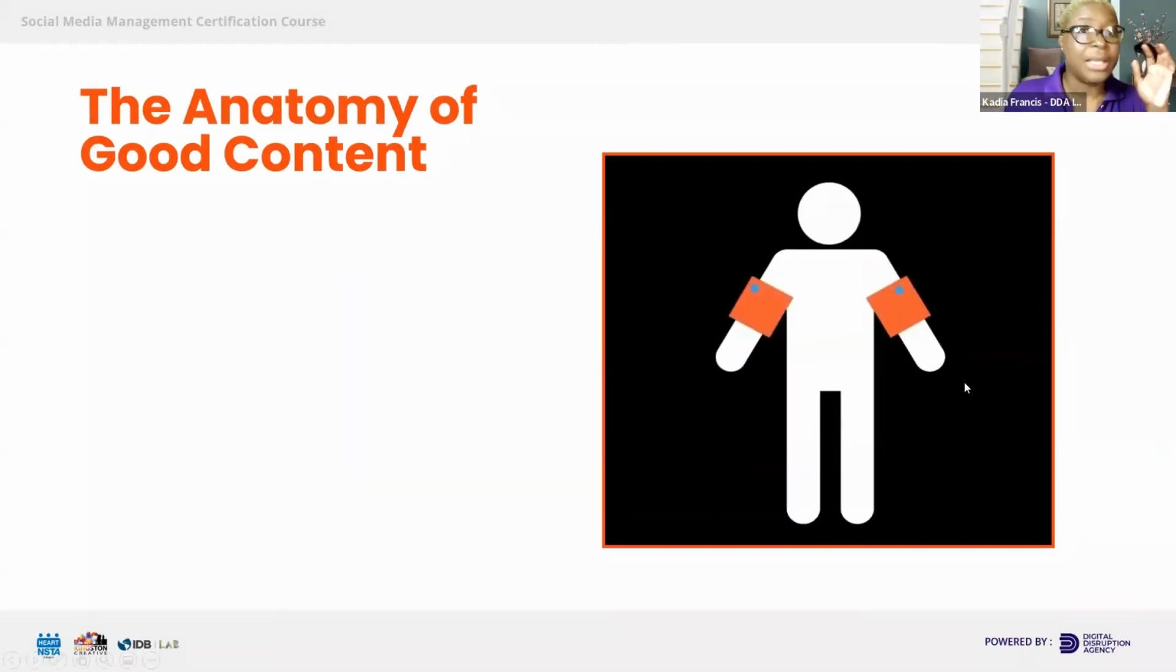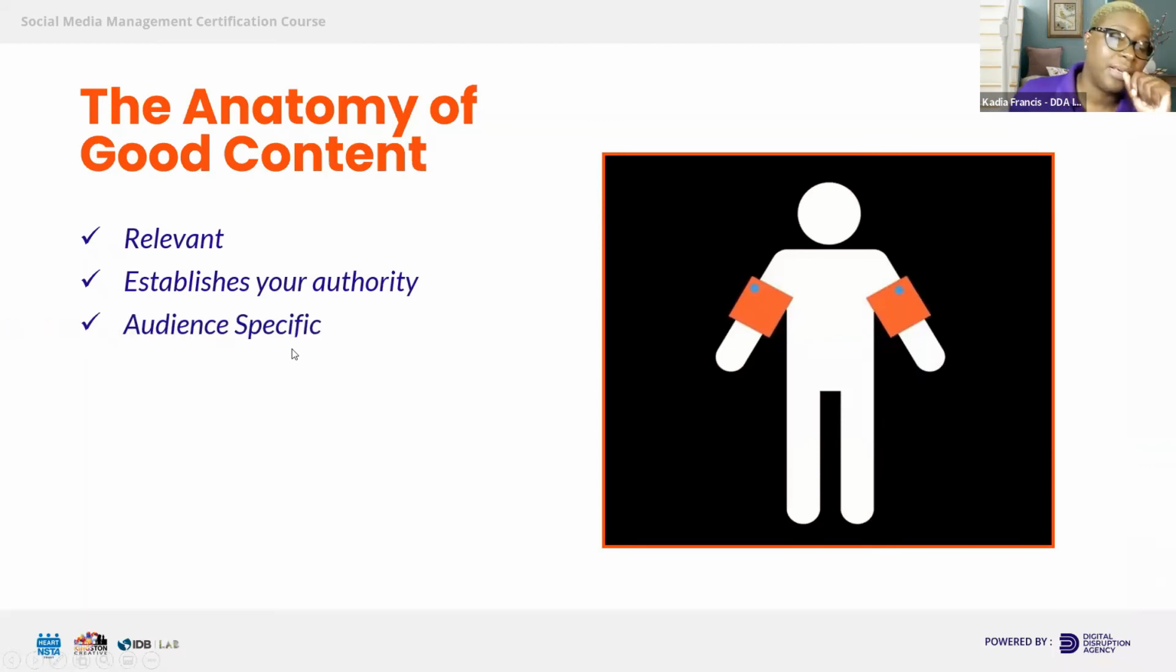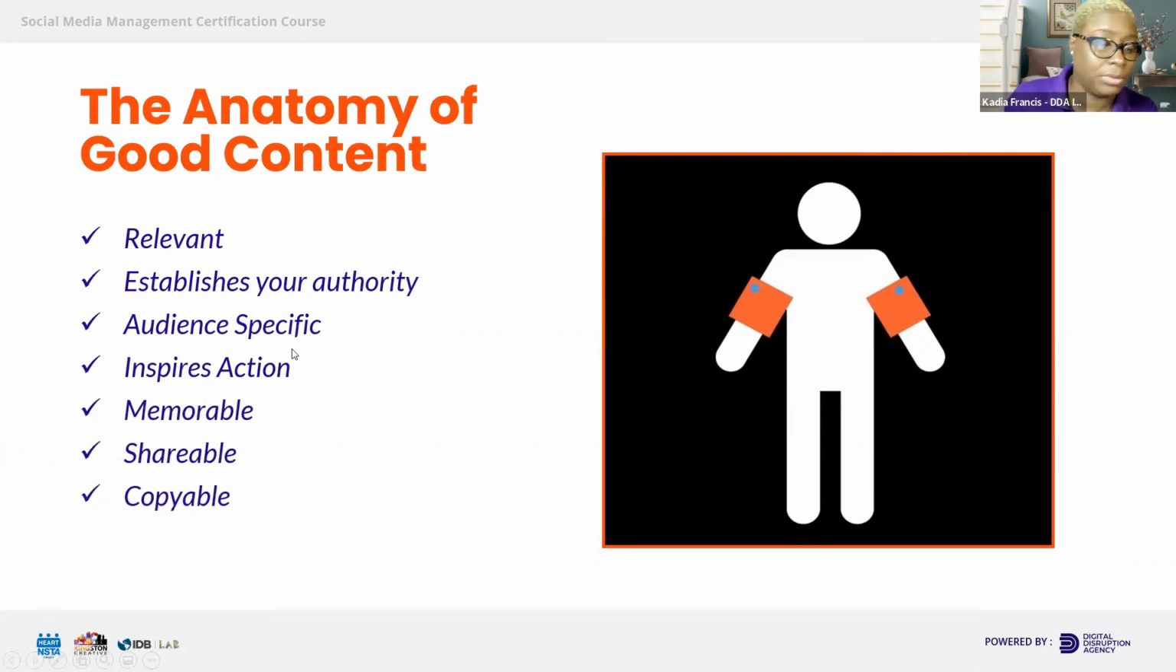Okay, the anatomy of good content. Let's look at content first. What makes content good? We say content is good because it's relevant, it establishes your authority, it's audience specific, it inspires action, it's memorable, it's shareable, it's copyable, it's searchable. Notice all these things the lady said before. Victoria talked about people wanting to mimic your content, people wanting to share it, people coming looking for you, people recommending you, all that good stuff.